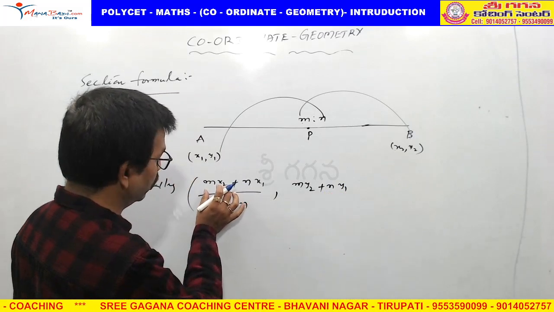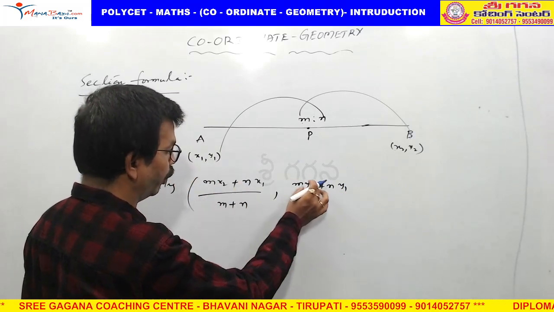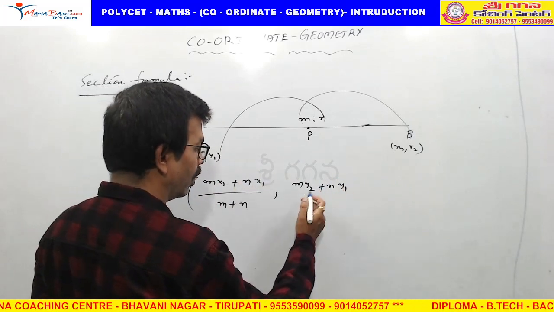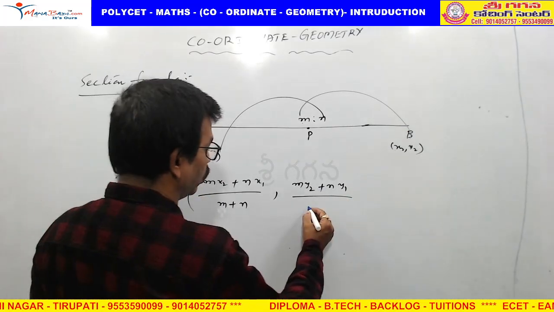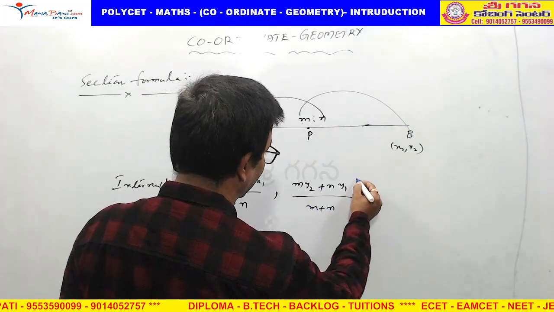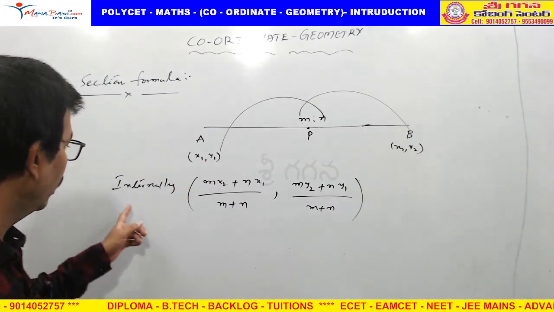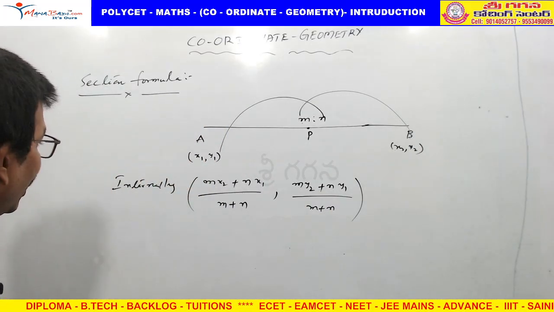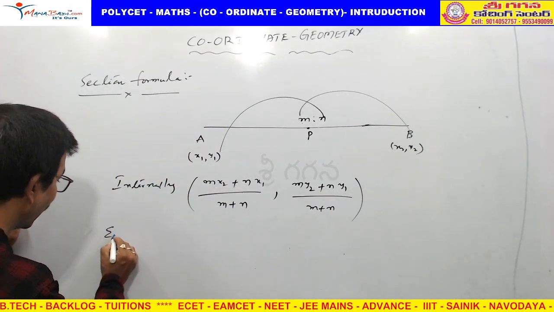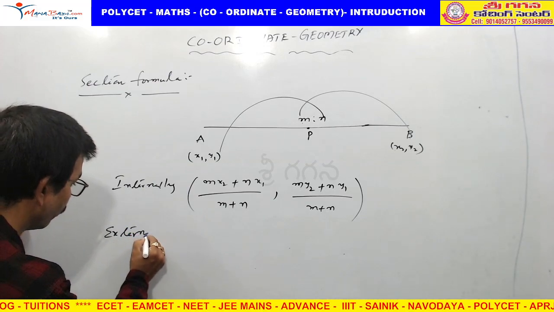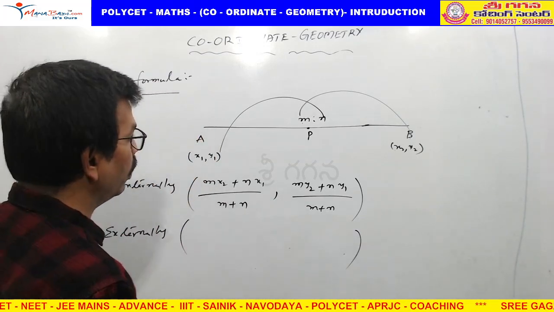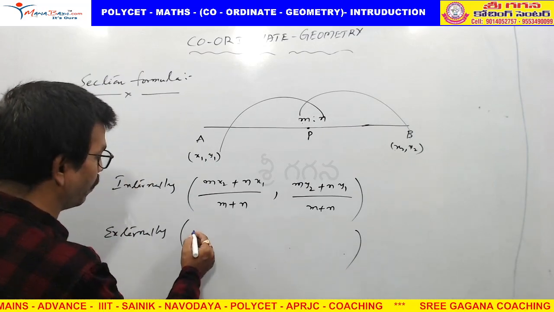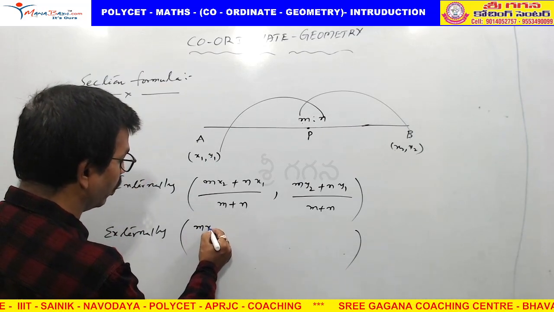See here, same like that only. Instead of x2 we are taking y2, instead of x1 we are taking y1, upon the sum of the ratio. Sum of the ratio means m plus n. So this is internally. Now externally, how to take? Externally, it is the same formula only, but in between, instead of plus we have to take minus. That is the external formula.